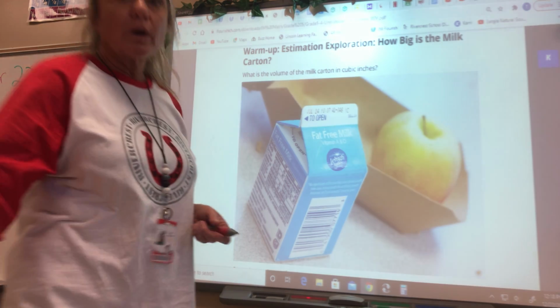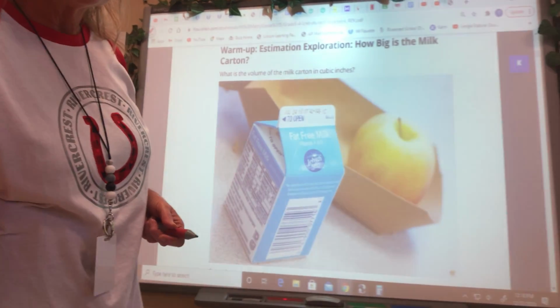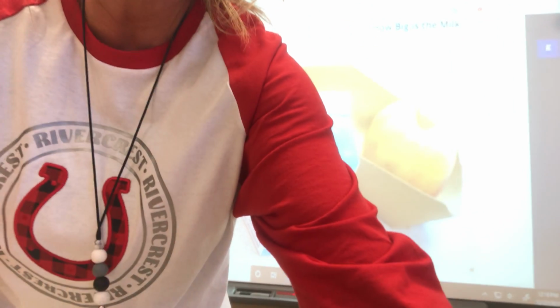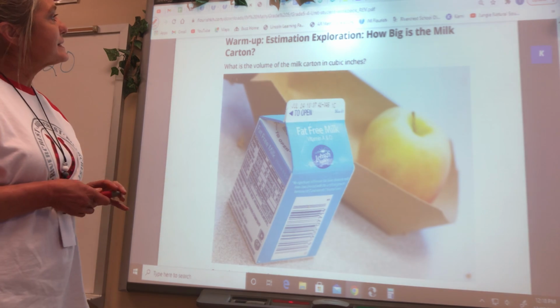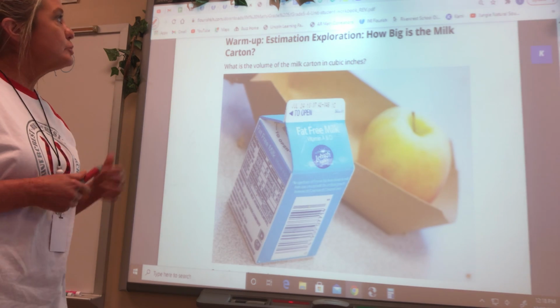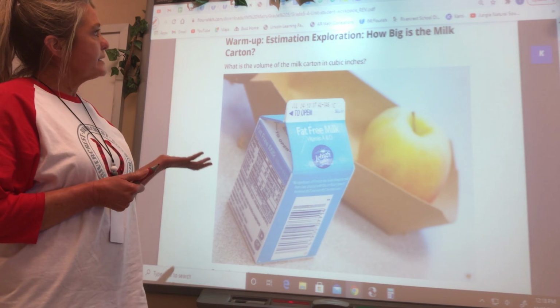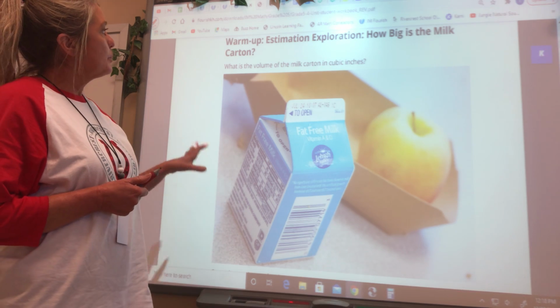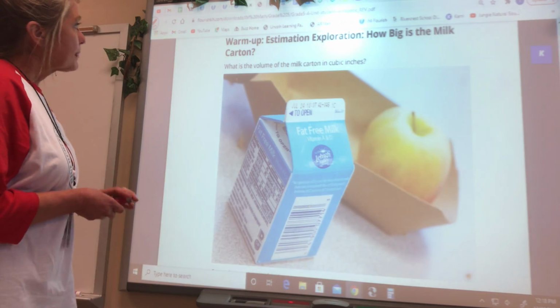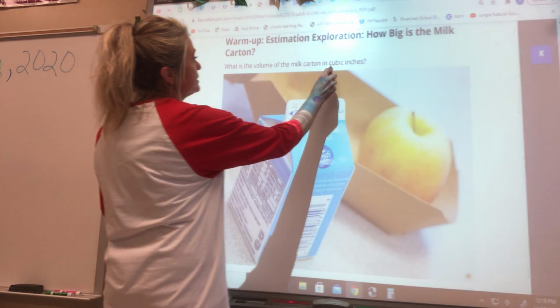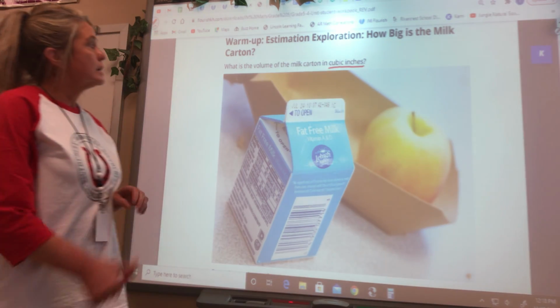On page 109, it's asking us to use estimation to see approximately how much volume is in this milk carton. And it has us measuring that in cubic inches.